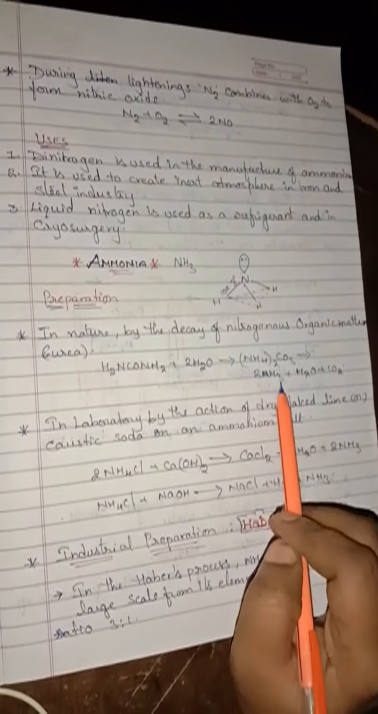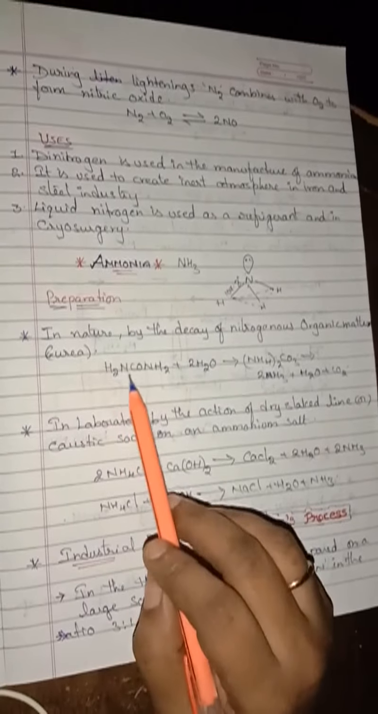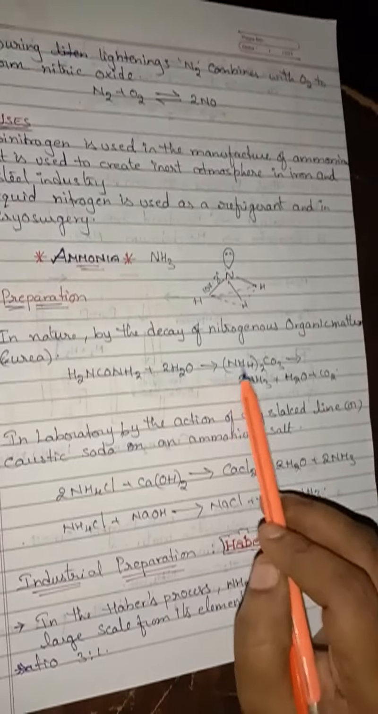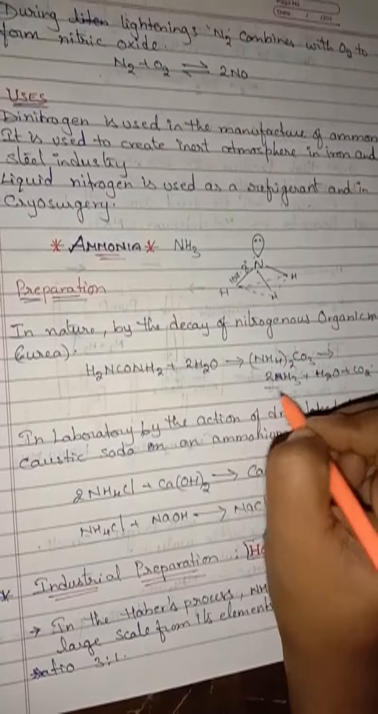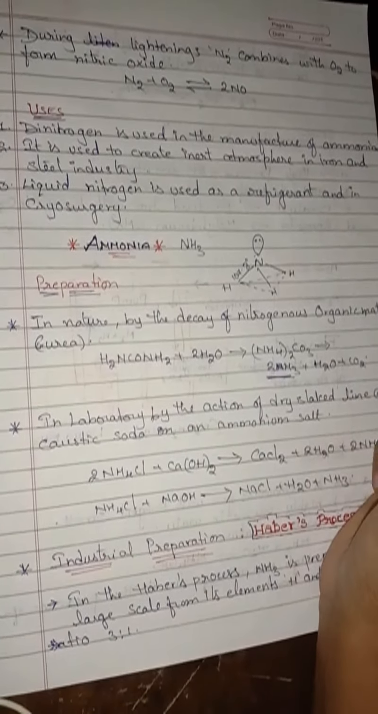In nature, ammonia is formed by the decay of nitrogenous organic matter. Whatever nitrogenous matter is present on the earth's crust contains, for example, urea. By decaying this nitrogenous matter, we can get ammonia. Understand? What is the formula of urea? NH2CONH2 reacts with water, 2H2O, to give (NH4)2CO3. Again it can be decomposed to give 2NH3 plus H2O plus CO2. So here we got ammonia. Understand? 2NH3 we got, no?